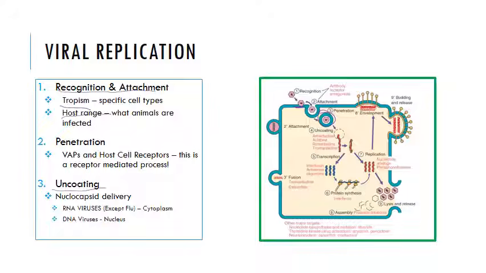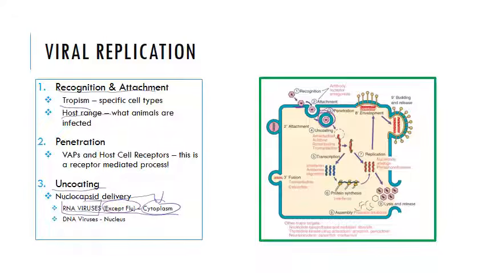Then we move into uncoating. So you took it up in this nice little package, but the virus needs to get out of there if it's ever going to replicate itself. So the nucleocapsid has to be delivered to the site of replication within the cell and the capsid or envelope removed. The genome of DNA viruses has to be delivered to the nucleus. The genome of RNA viruses, on the other hand, is generally replicated in the cytoplasm, with the exception of influenza. Influenza is kind of a special snowflake, so it's typically replicated in the nucleus, whereas all other RNA viruses are replicated in the cytoplasm.